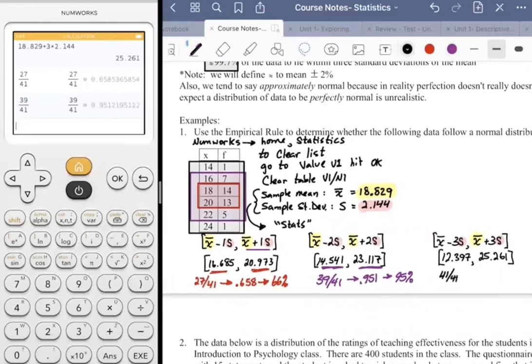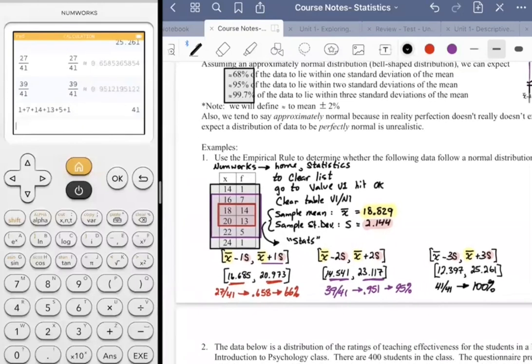All right, and again, just by taking the numbers, I'll just do it on the screen here. 1 plus 7 plus 14, I missed a 7 plus 14 plus 13 plus 5 plus 1, total of 41 values. I'll show you another way you can get that in a minute, but there's no need to go to decimal form here because it's going to give us an even 100%, which is definitely within 2 percentage points of 99.7.